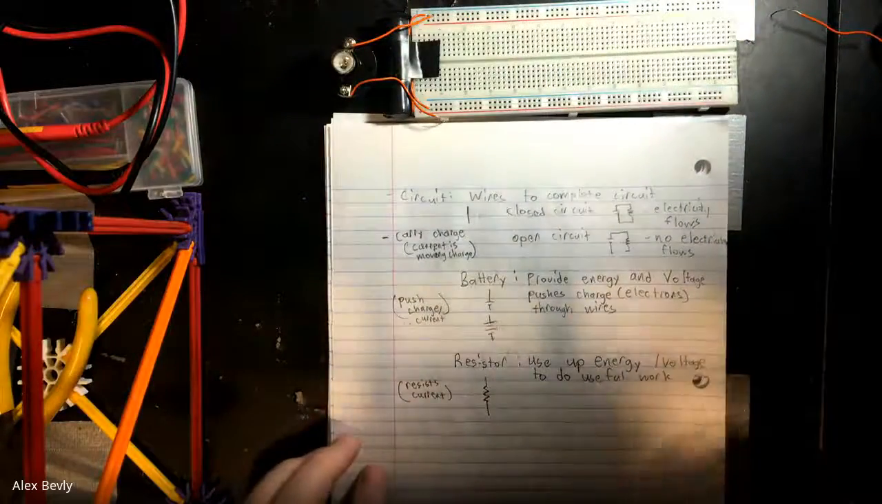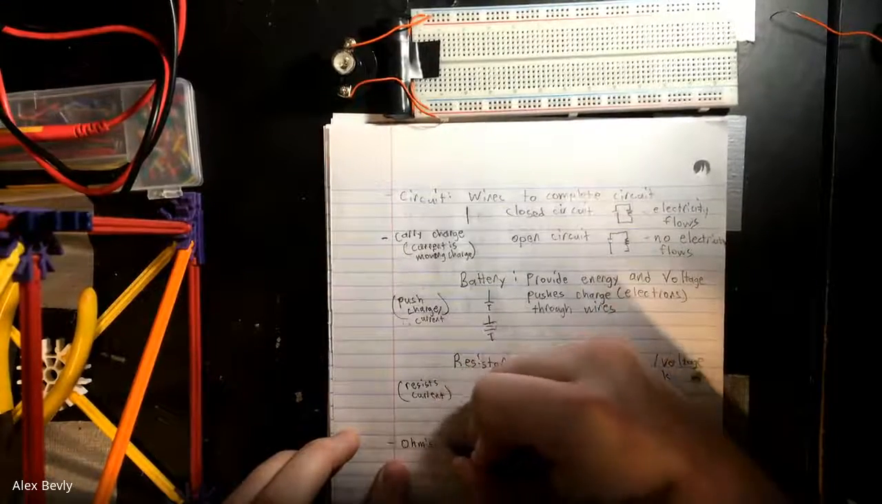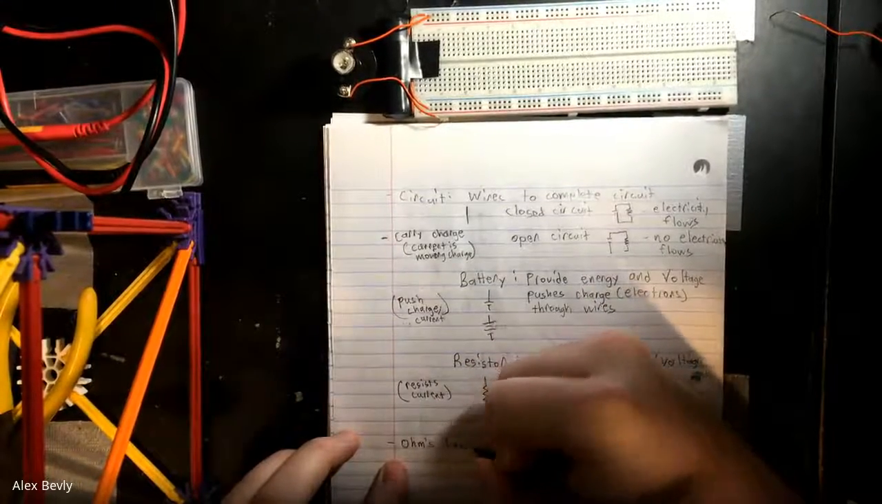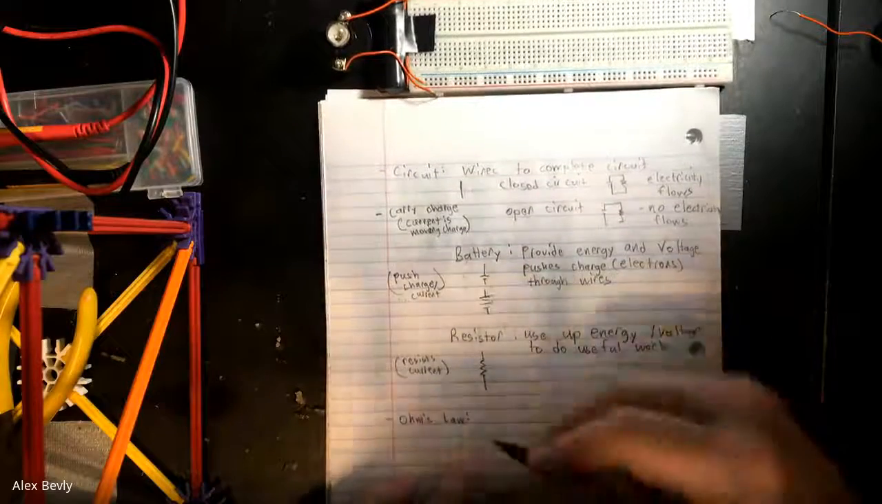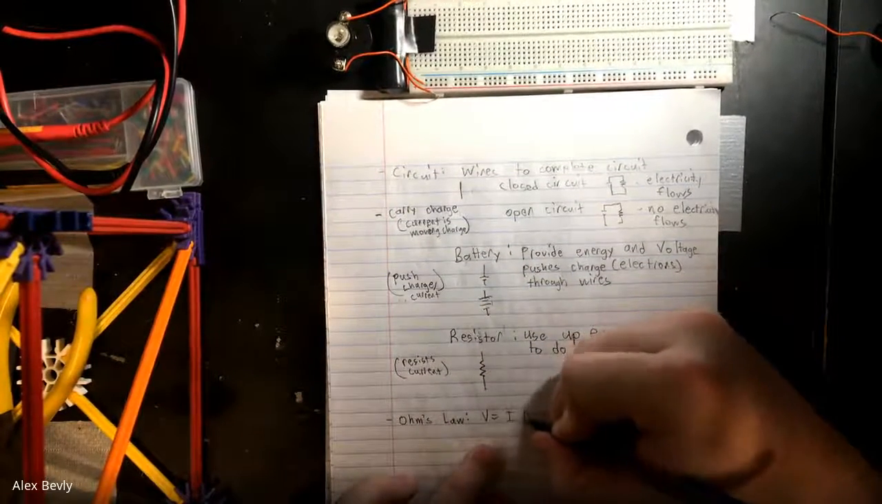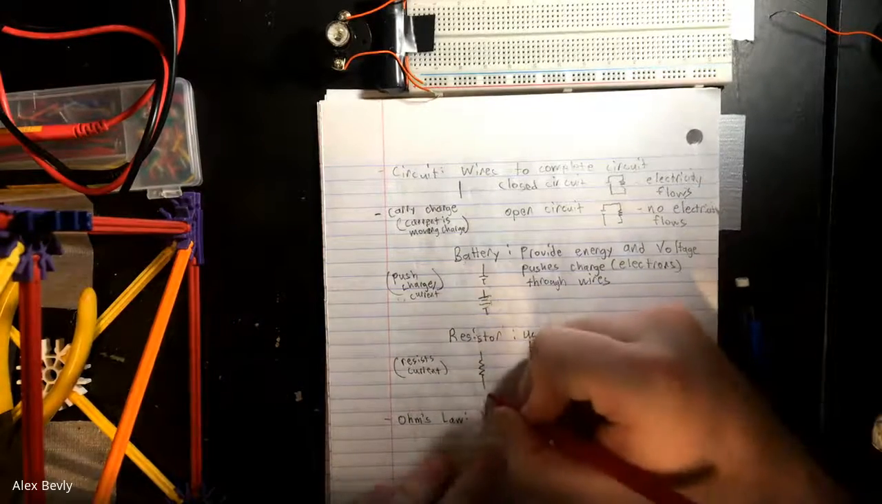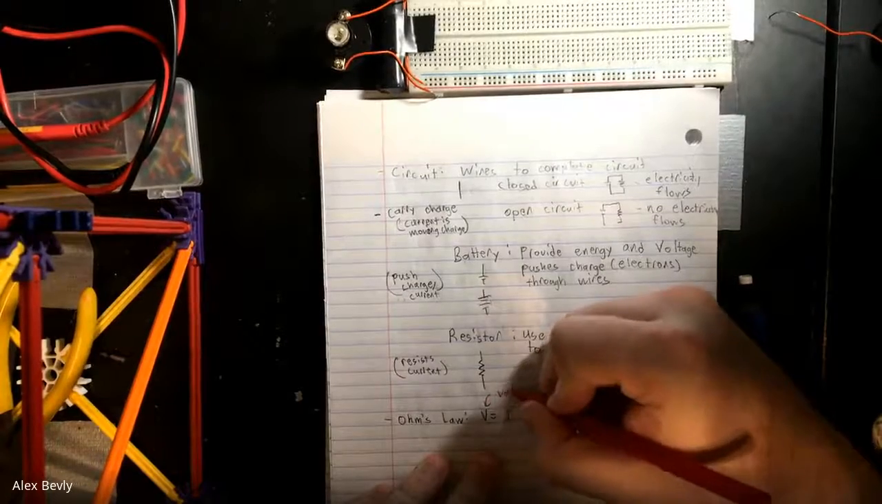So we have our equation that's going to relate all of these together. It's called Ohm's law. So Ohm's law is going to be voltage is equal to current times resistance. So V is our voltage.